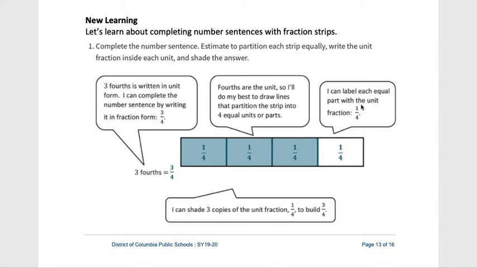Read our little voice bubbles, and they will be able to explain to you why we think the way we do. So it says 3/4 is written in unit form. I can complete the number sentence by writing it in fraction form. 4ths are the unit, so I'll do my best to draw lines that partition the strip into 4 equal units or parts. I can label each equal part with the unit fraction 1/4 because each part is one of the 4 parts. I can then shade 3 copies of the unit fraction 1/4 to build 3/4.